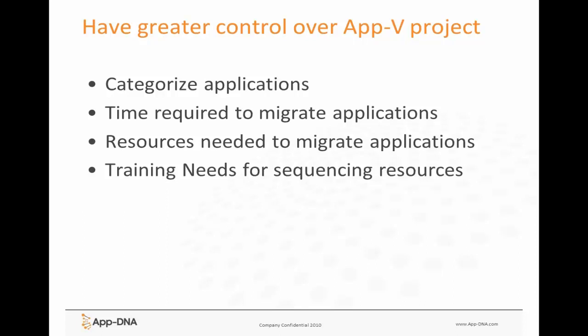We offer, with the Aptitude product, greater control over the AppV product by categorizing your applications by complexity and effort, assessing the time that would be required to migrate those applications, as well as telling you how many resources you might need or the extent of the resources you might need to migrate those applications.